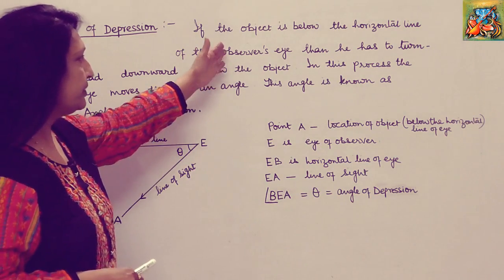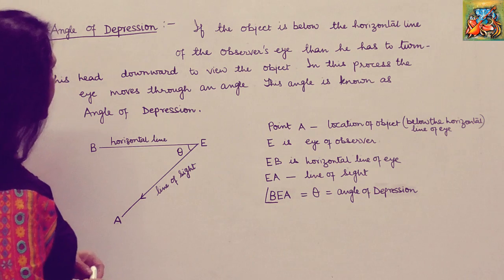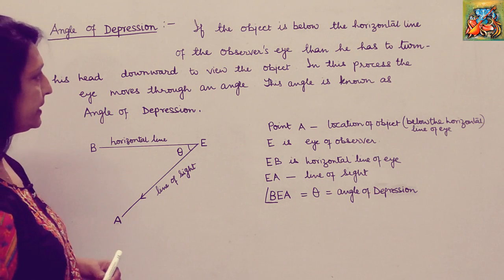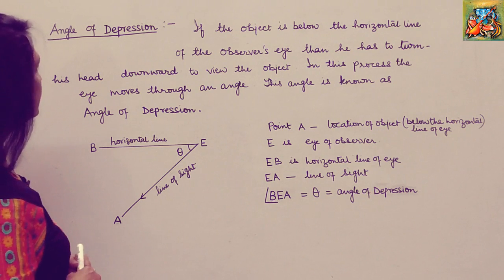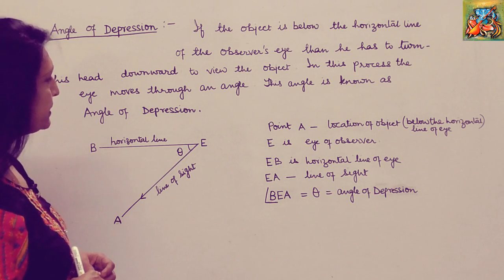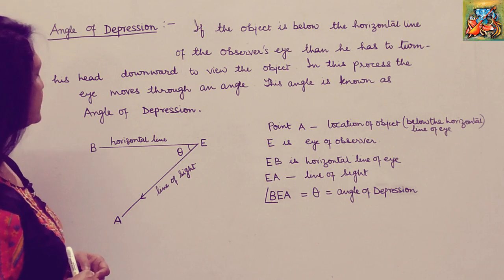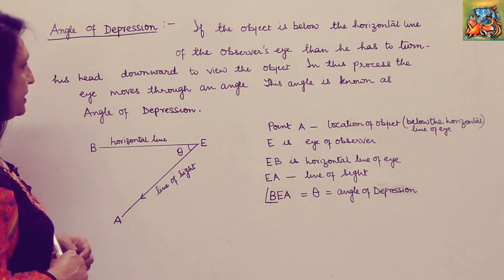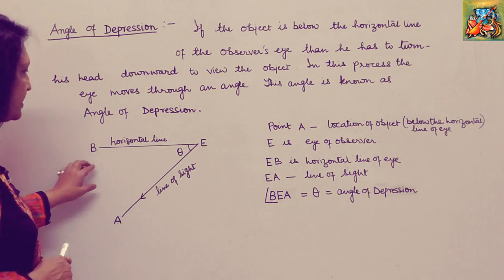Here is the definition. If the object is below the horizontal line of the observer's eye, then he has to turn his head downwards to view the object. In this process, the eye moves through an angle. This angle is known as the angle of depression.